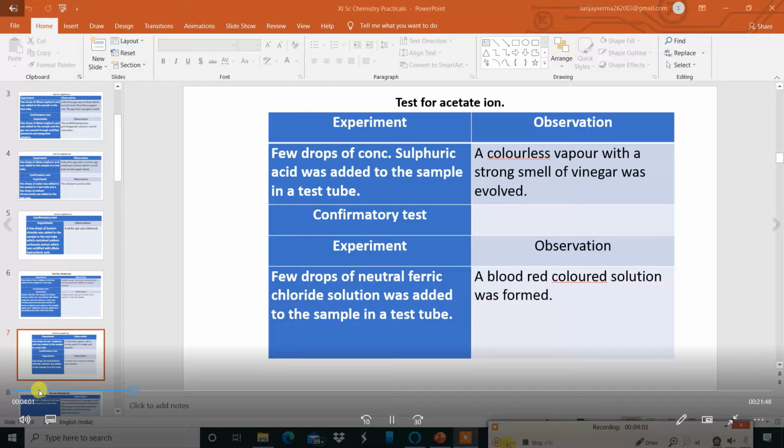So you can see on the screen the test for acetate ion, the experiment column and the observation column, which I have typed over there already nicely. Few drops of concentrated sulfuric acid was added to the sample in a test tube. A colorless vapor with a strong smell of vinegar was given out, and the confirmatory test was also shown over there. When few drops of neutral ferric chloride was added to the sample in a test tube, a blood red coloration was formed. So this was the test for acetate ion, preliminary test and confirmatory test.